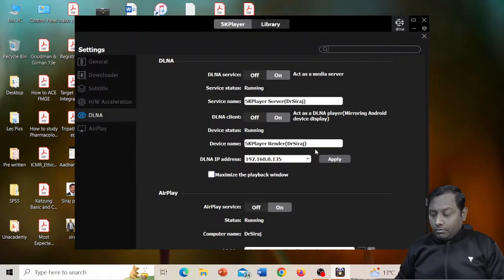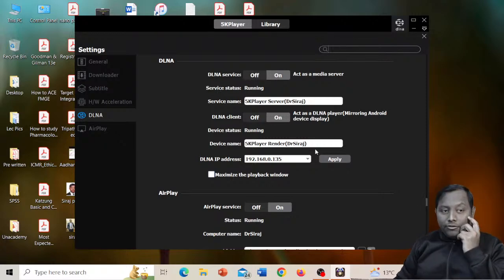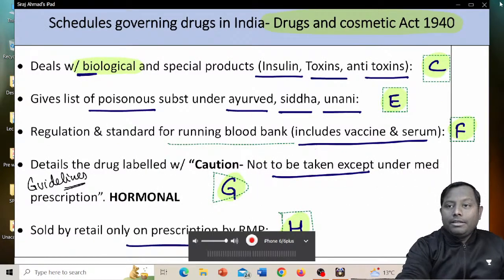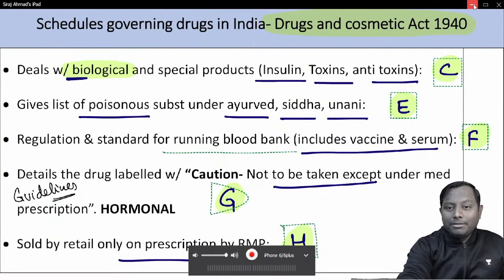Category, come on, connect quickly. Category is T. T for teratogenicity. Okay. Sorry about this short interruption. I don't know, all these problems are happening today.